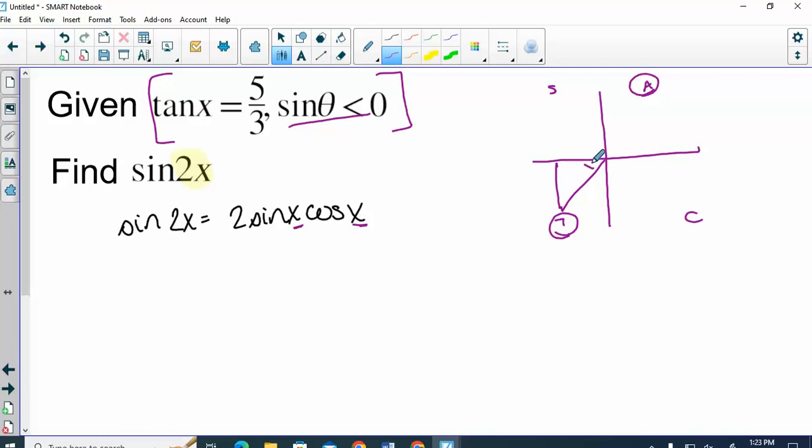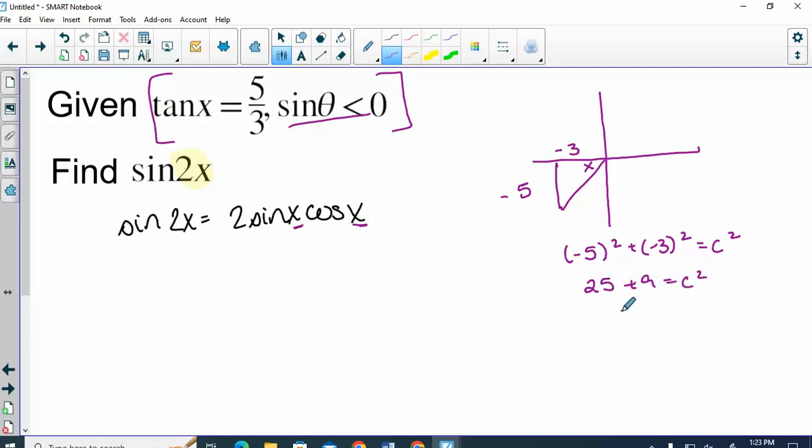So this is my triangle for x. All right. Tangent, SOHCAHTOA. Tangent is opposite over adjacent. So this is 5 and this is 3. Except if you're in quadrant 3, what's true about both of those? They're negatives because you went backwards and down. So then Pythagorean theorem, negative 5 squared plus negative 3 squared equals c squared. Square root, plus or minus, but the hypotenuse is always positive.